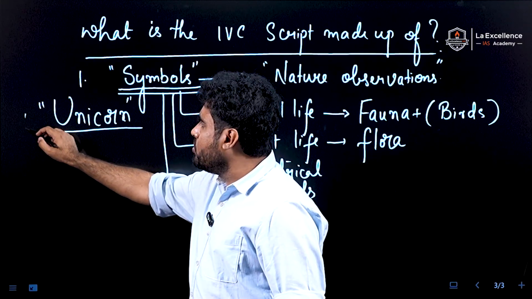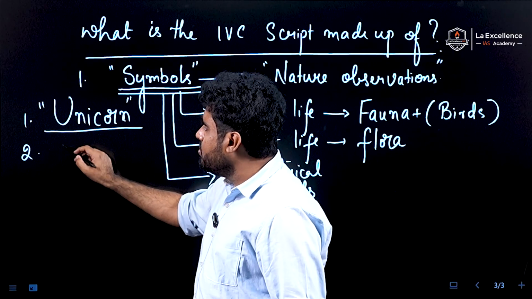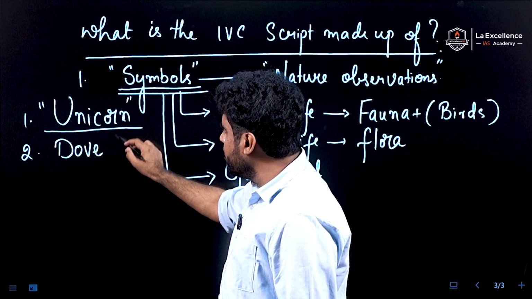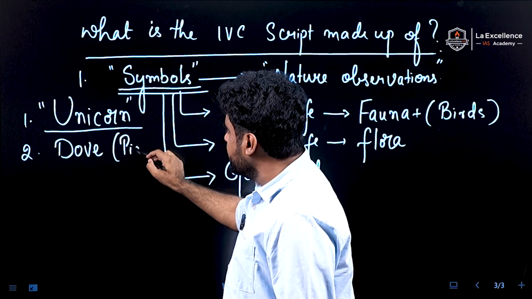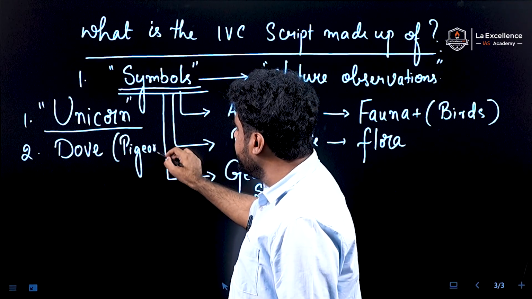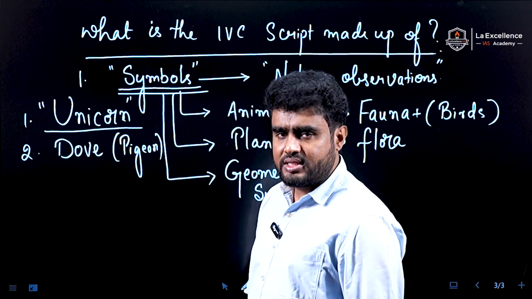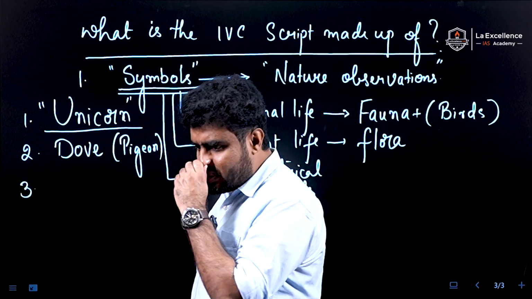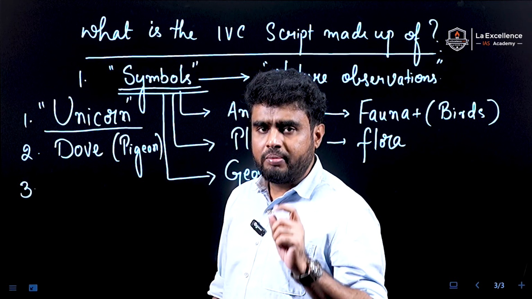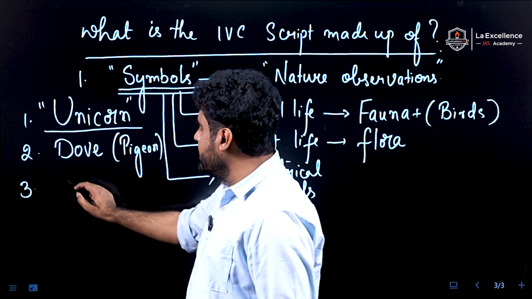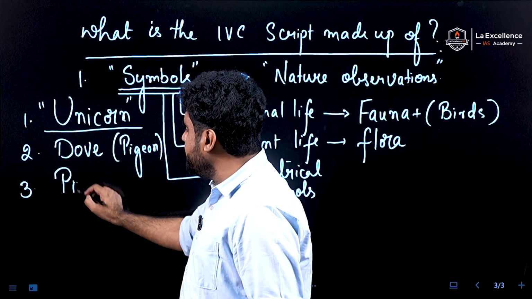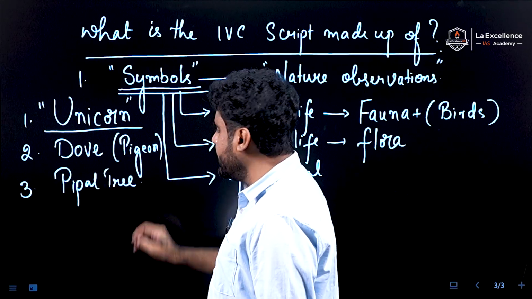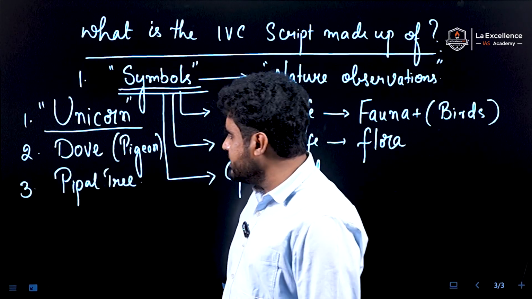Second, what is the most depicted bird? The most depicted bird in IVC seals is the dove. Dove means nothing but the pigeon. The pigeon is the frequently depicted bird in the IVC seals. Then the third question: what is the most frequently depicted plant? The most frequently depicted plant is the peepal tree. So the peepal tree is the most frequently depicted plant symbol in the IVC script.